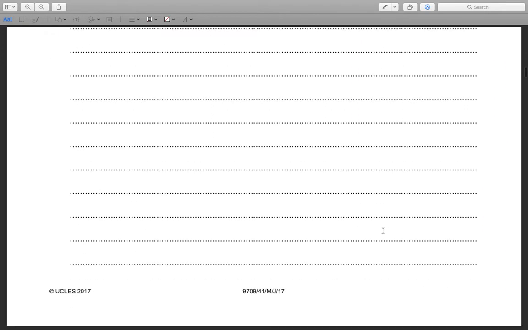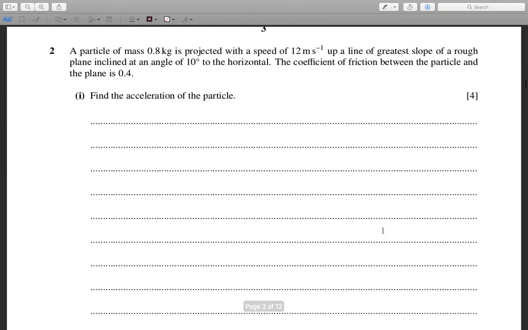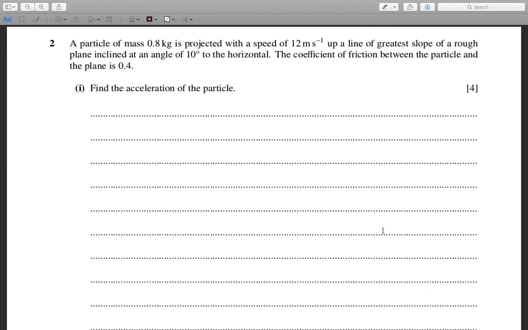Okay, we continue to number 2. A particle of mass 0.8 kilogram is projected with a speed of 12 meters per second up a line of greatest slope of a rough plane inclined at 10 degrees to the horizontal. The coefficient of friction between the particle and the plane is 0.4. Okay, we draw the rough plane first.